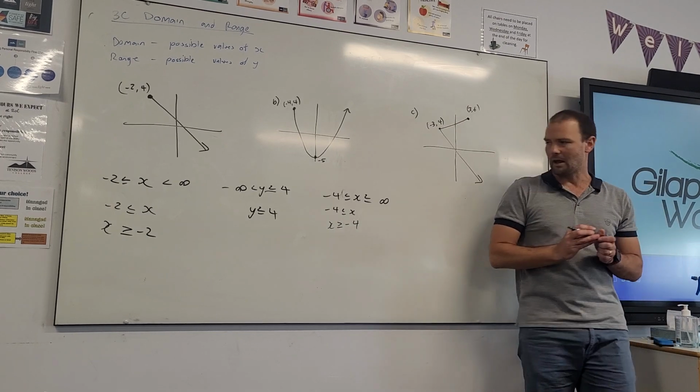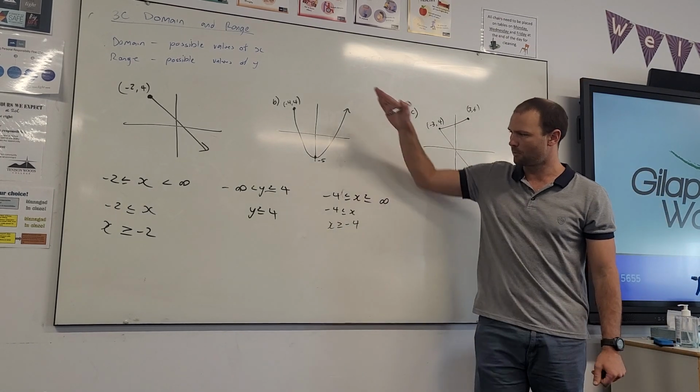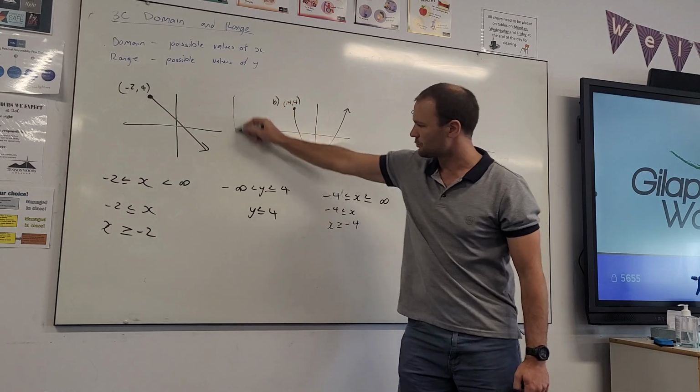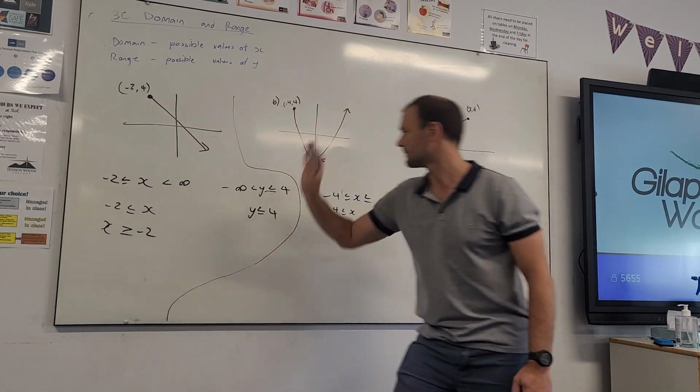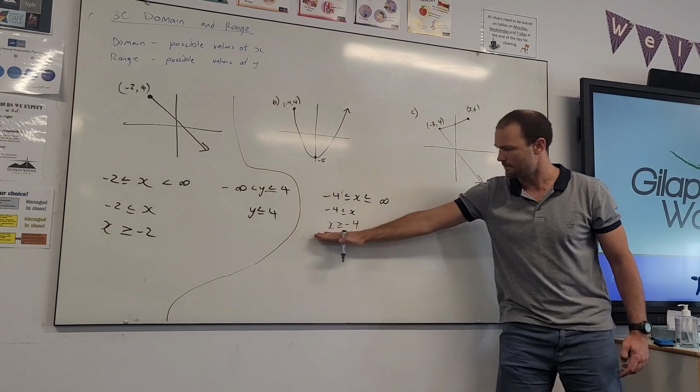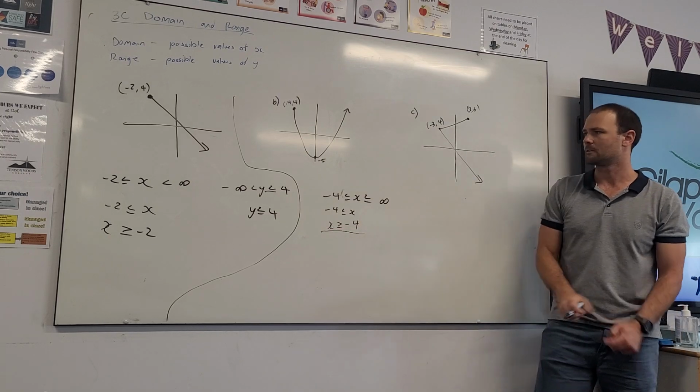Now, how about the range? If we're thinking of the possible values of y for this one, let's draw a box so we're not getting confused. That's the first one. Here's the second one. That's our domain. That's the statement for our domain.